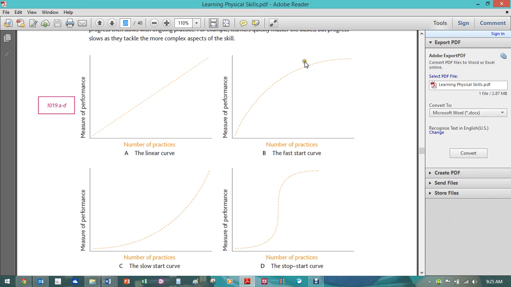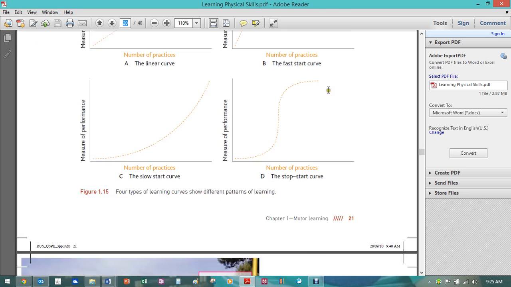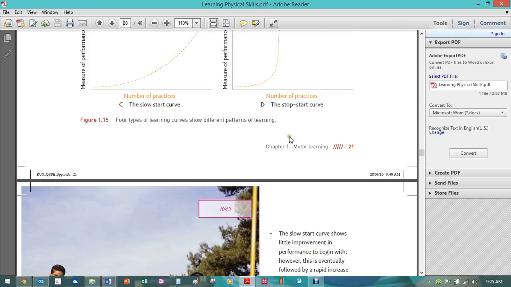And a plateau can be as a result of many factors. It can be because you've had that prior experience, so you get that rapid improvement. A plateau can also be because motivation has gone down, or some other factors, and there is an explanation of those factors down here on page 21.